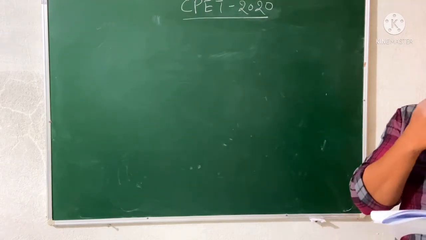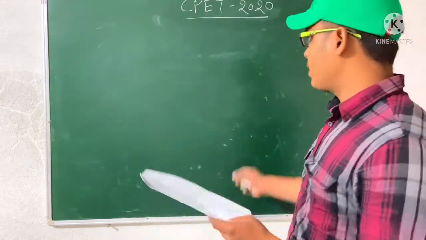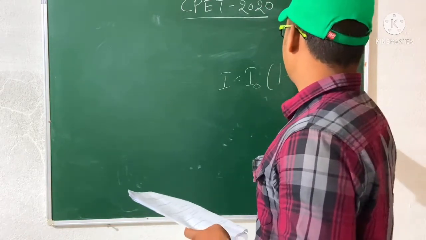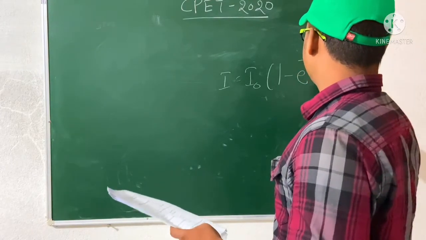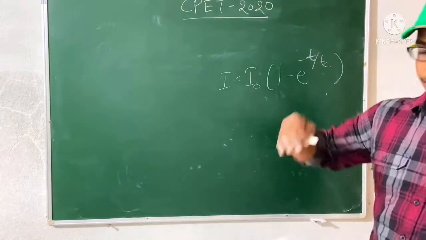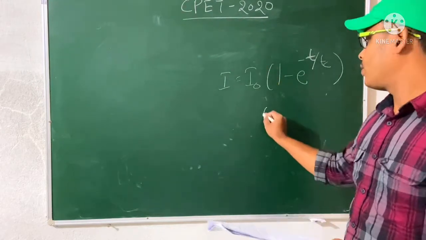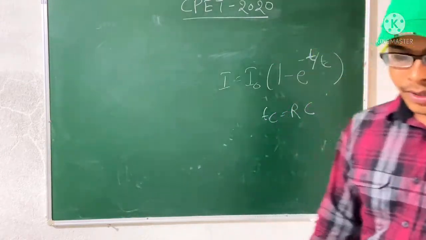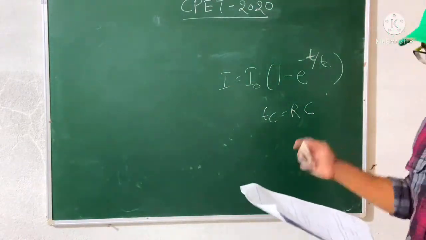So what is the time constant in an RC circuit? You know this, because the relation is I equals I0 into 1 minus e to the power minus t by tc. This is the current equation in the RC circuit, so the current gradually increases. So tc is nothing but your RC. Read the RC circuit diagram, and read how the current develops in the RC circuit. So your time constant is RC.